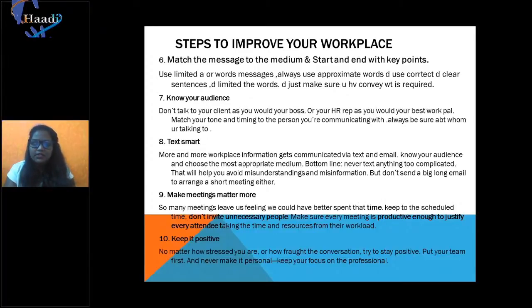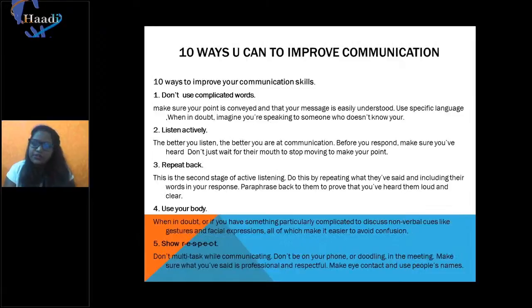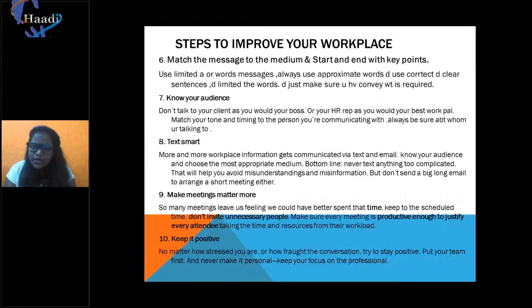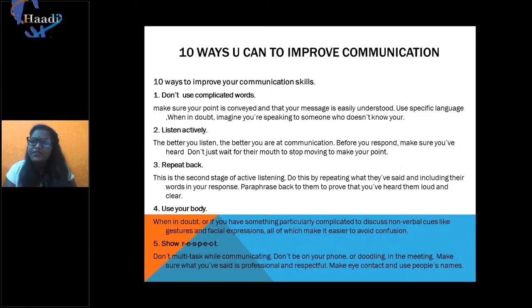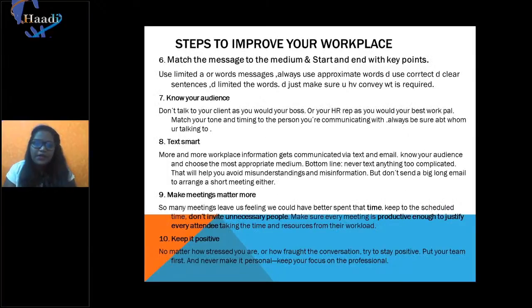So we'll just recap the 10 main points. Do not use complicated words. Be an active listener: listen carefully and repeat back what you heard. The fourth one is your facial expressions. And the fifth one, show respect. And in your professional life: send medium messages, start and end with key points, know your audience, text smart, and make meetings matter more. And the 10th one is keep it positive.